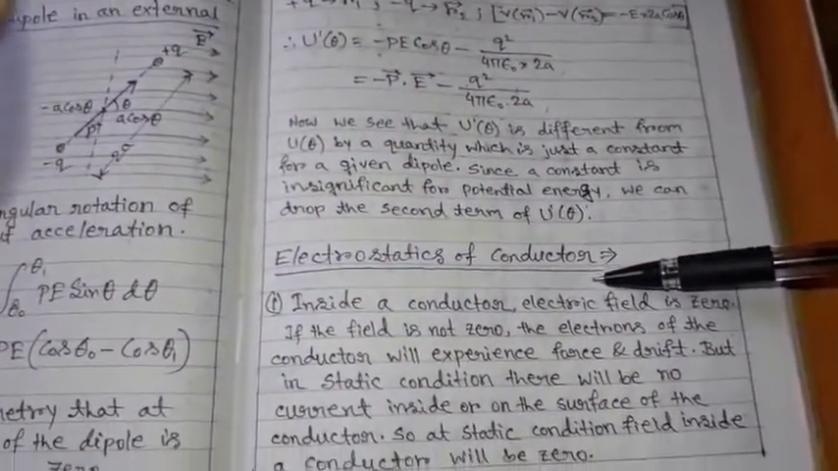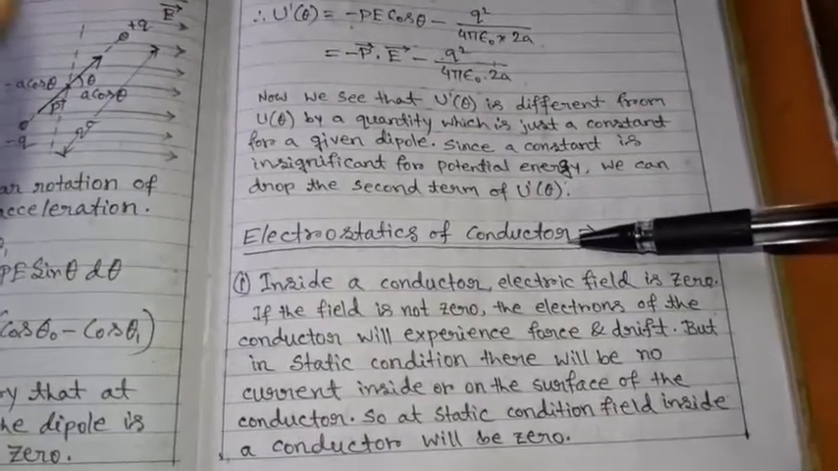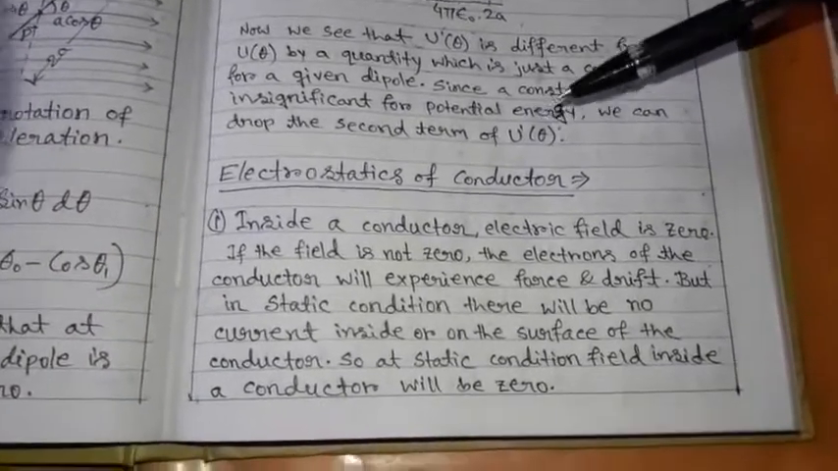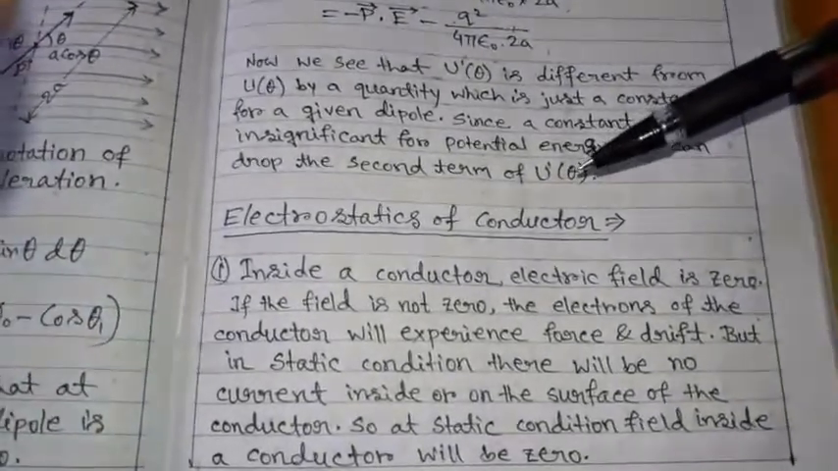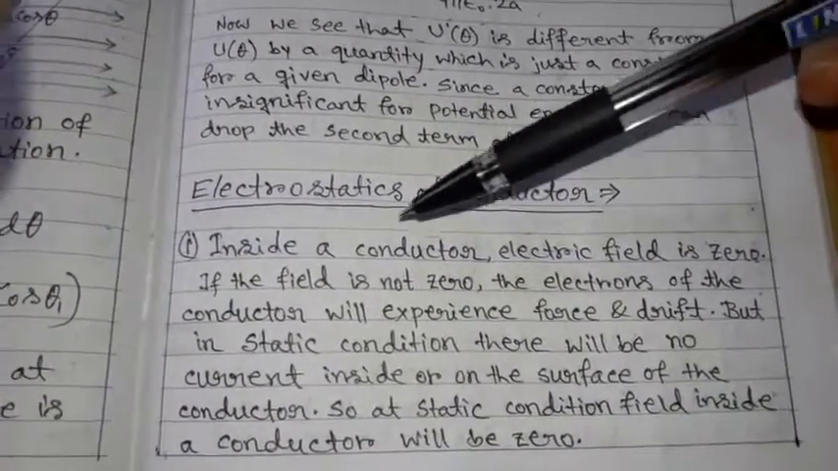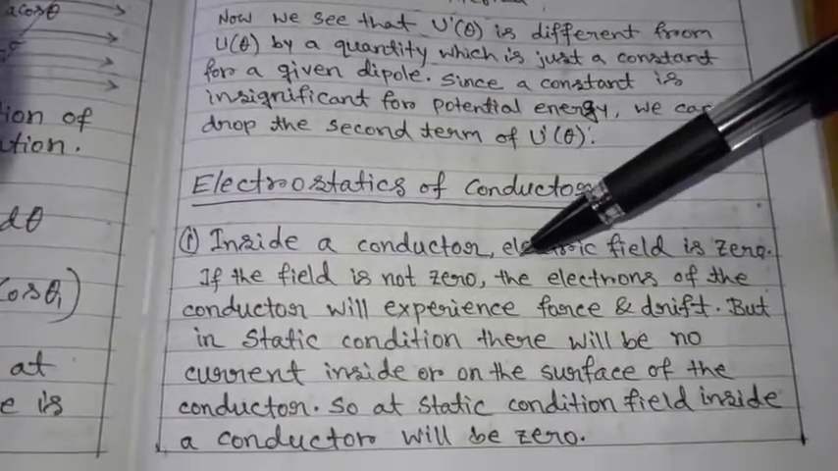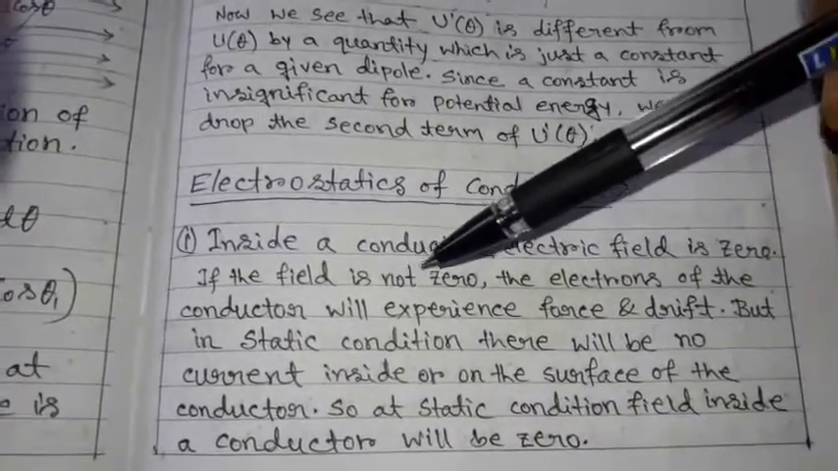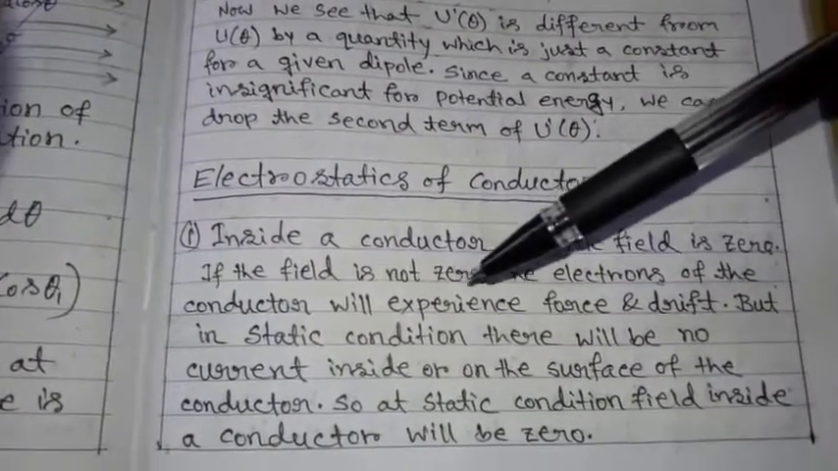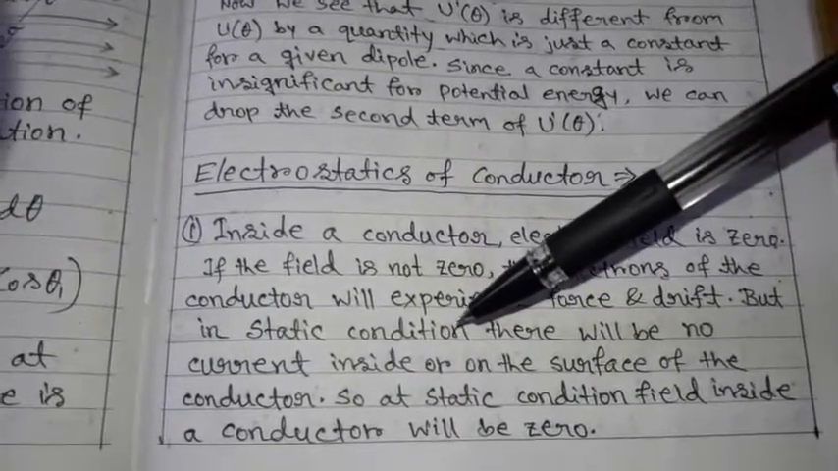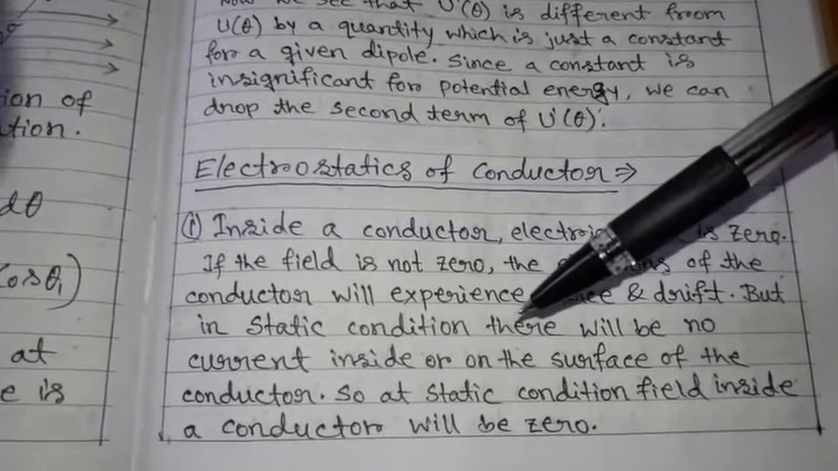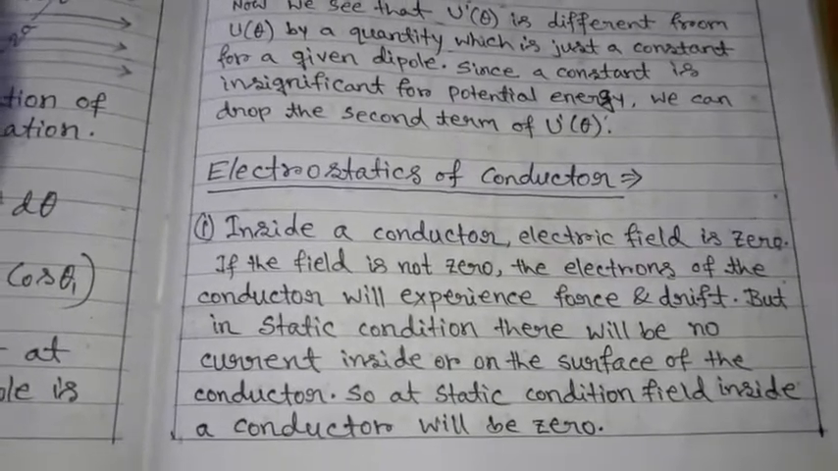Next topic, electrostatics of conductors. These are a few properties of conductors in electrostatics. That means the charges are not moving, there is no current. First, inside a conductor, the electric field is zero. If the field is not zero, the electrons of the conductor will experience force and drift, which will create a current, but in the static condition there will be no current inside or on the surface of the conductor. So in the static condition, the field inside the conductor will be zero.